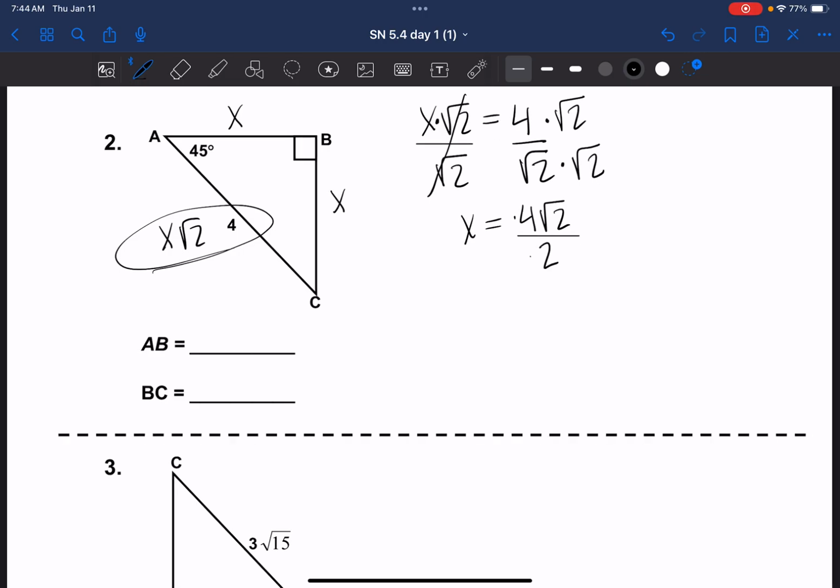Now this 4 and 2 will simplify, so we are left with 2 square root of 2 for our value of x. And since both sides, AB and BC, are x, both of them have a measure of 2 square root of 2.